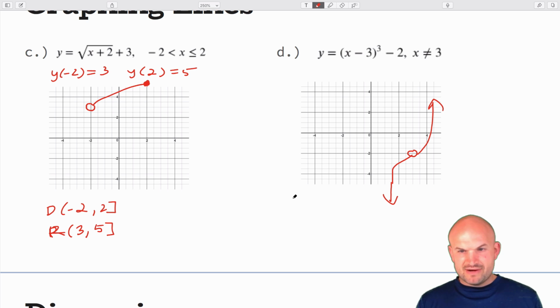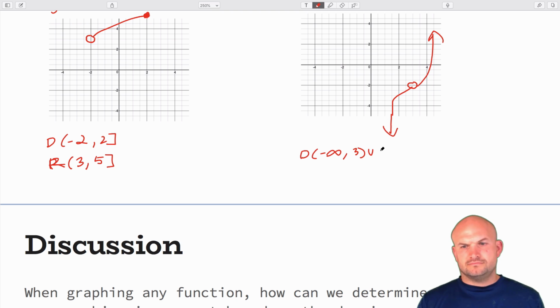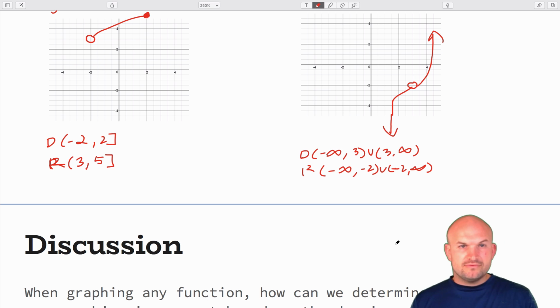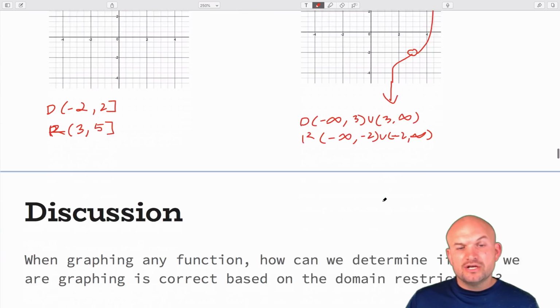Now, based on this graph, I can recognize that the domain is going to be all real numbers except for 3. Just put it a little bit farther down. And the range is going to be all real numbers except for negative 2. Okay. All right, so not only can we apply transformations to lines, we can apply transformations to regular functions.